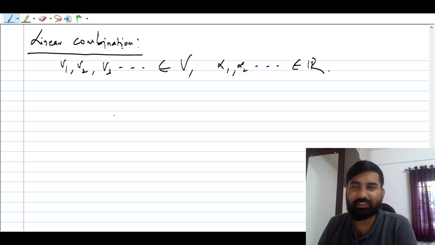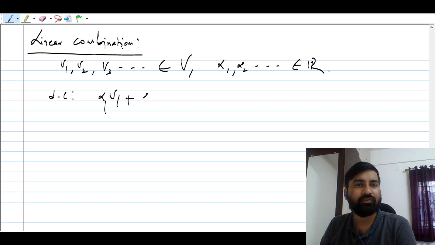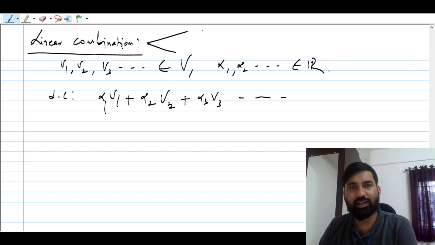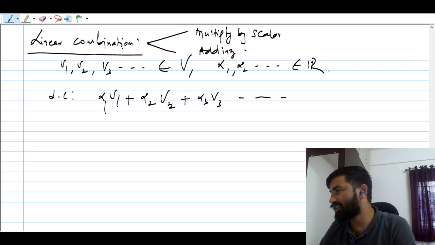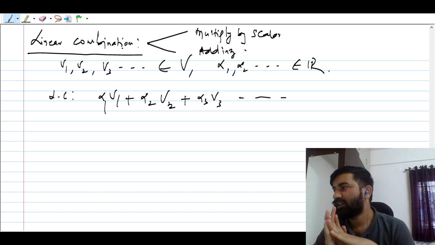So you can write them as a linear combination. The linear combination is nothing but alpha 1 v1 plus alpha 2 v2 plus alpha 3 v3 and so on. So a linear combination has two things: multiplying by a scalar and adding. Two operations are there. It's a simple method, you have to remember these two operations, it is very simple.